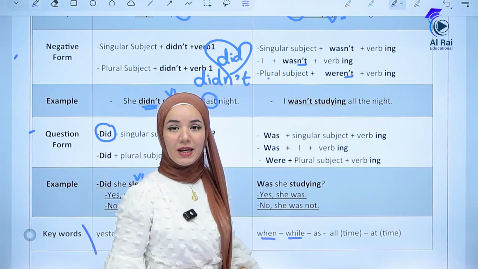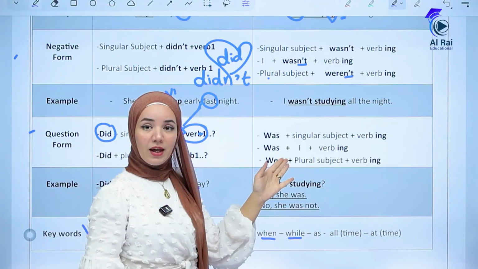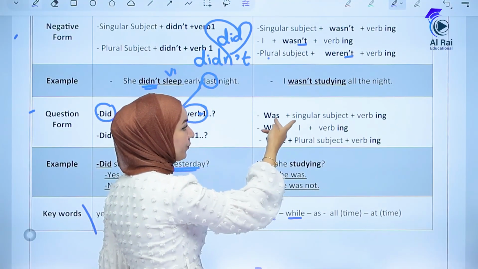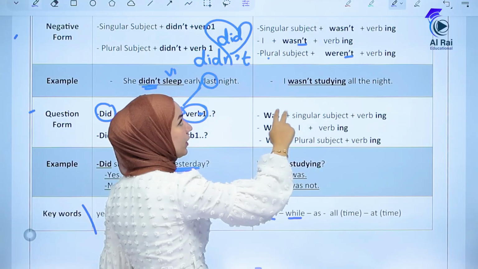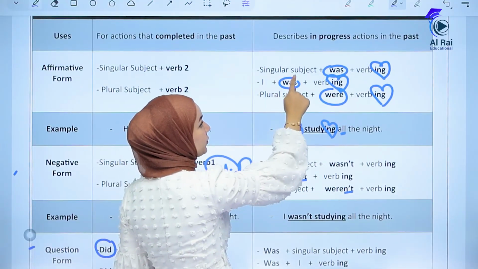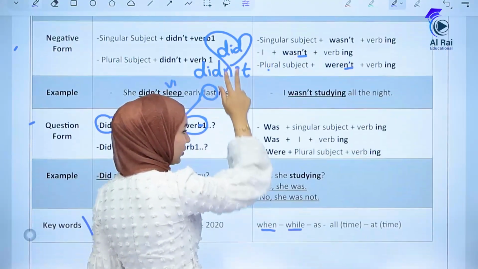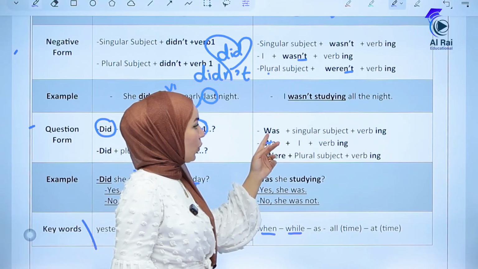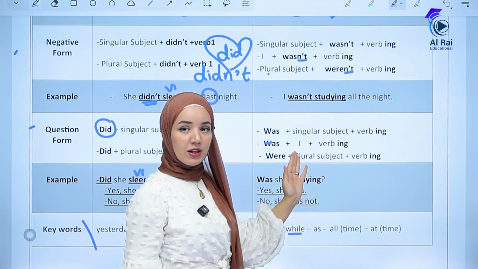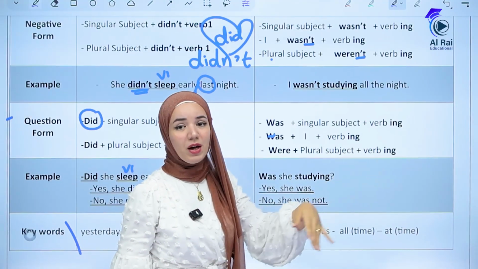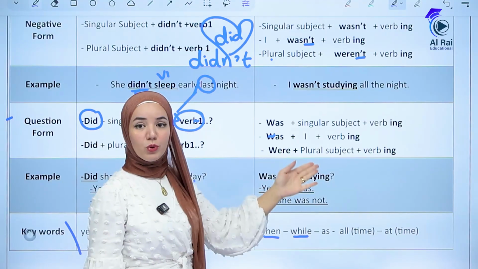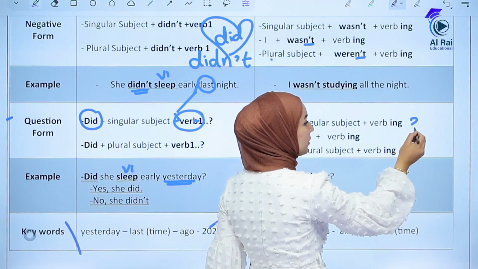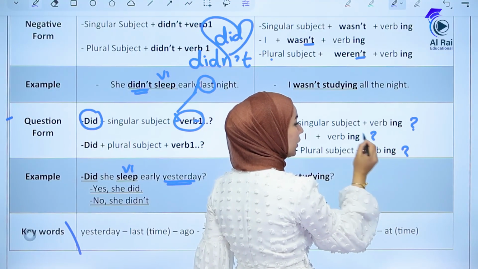The question form here, you have to write the helping verb at the beginning. Switch, okay? Switch the subject and the helping verb, okay? So here, subject, then helping verb. With the question form, switch them. Helping verb, then subject, okay? So, was with singular or I plus verb ing. And were with the plural subject and plus verb ing. And don't forget to write question mark with the questions, okay?